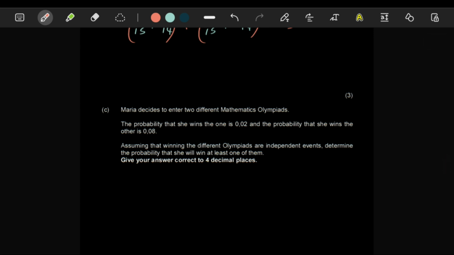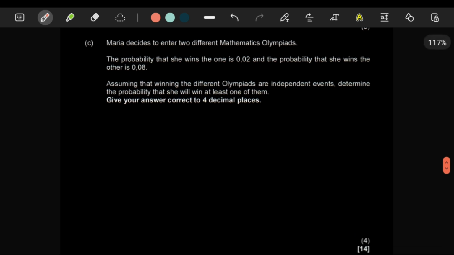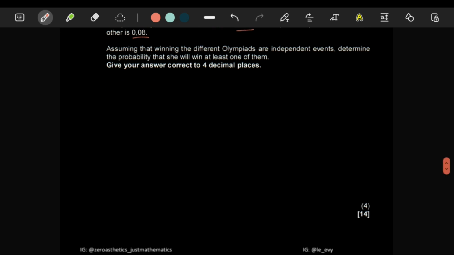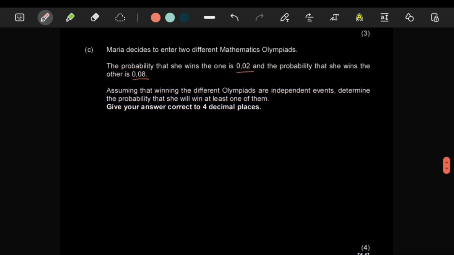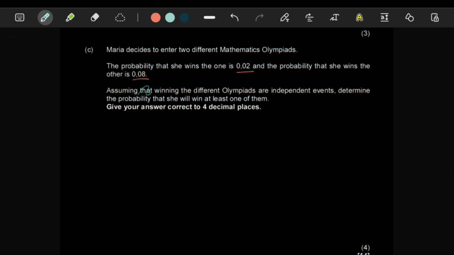The next question says for 4 marks, Maria decides to enter 2 different math Olympiads. 2 different of them. The probability that she wins one is 0.2, and the probability that she wins the other is 0.08. Okay, this is quite interesting. And then it says here, assuming that winning the different Olympiads are independent events.